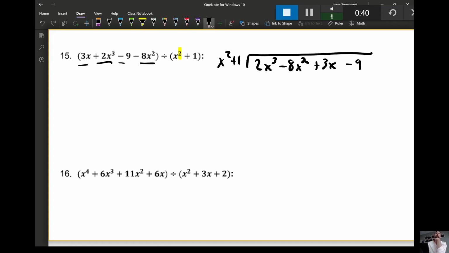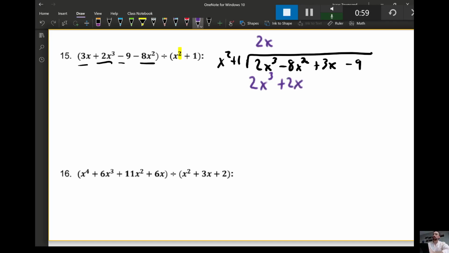Okay, you okay with those two parts? Alright, then it looks like the first part of our answer, the quotient, should be 2x, because 2x times x squared would give us 2x cubed. But also 2x times 1 is 2x.